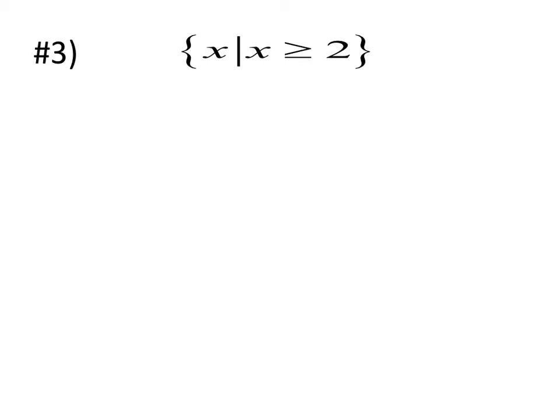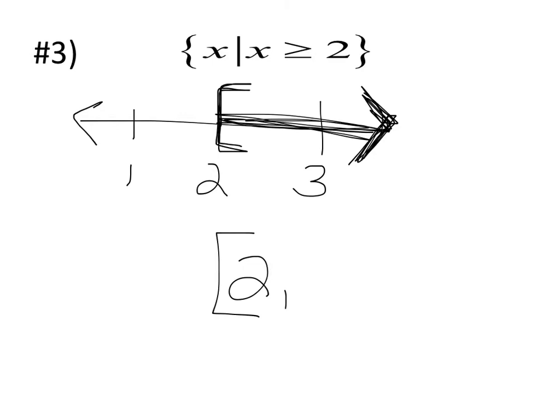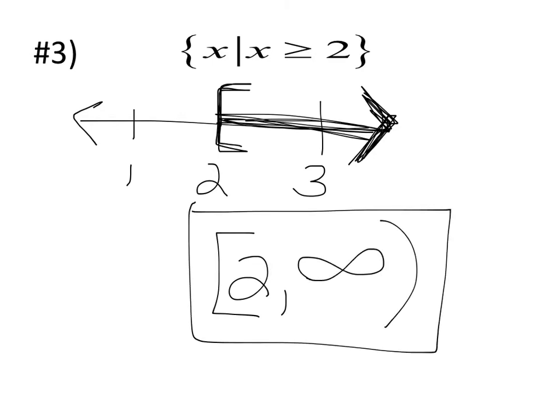Okay, so graph it and write it in interval notation. So I've got 1, 2, 3. So it is greater than or equal to, so it is a bracket. Because my variable is first, I can go ahead and shade the direction that my arrow is pointing. Alright, and I'm going to go ahead and write it in interval notation. Bracket at 2 goes on forever in the right direction, so it is 2 to positive infinity.